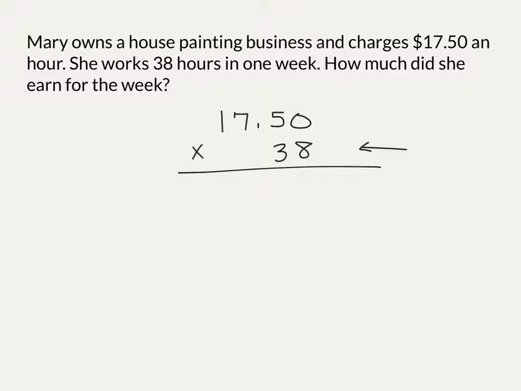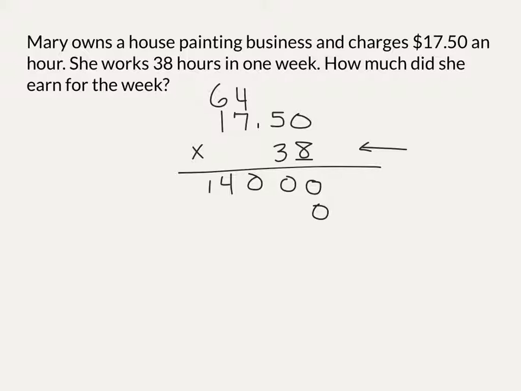So we'll look at the second digit and we're going to multiply the 8 by every digit in the top number. 8 times 0 is 0. 8 times 5 is 40. 8 times 7 is 56, plus 4 that we carried is 60. And then 8 times 1 is 8, plus 6 is 14.